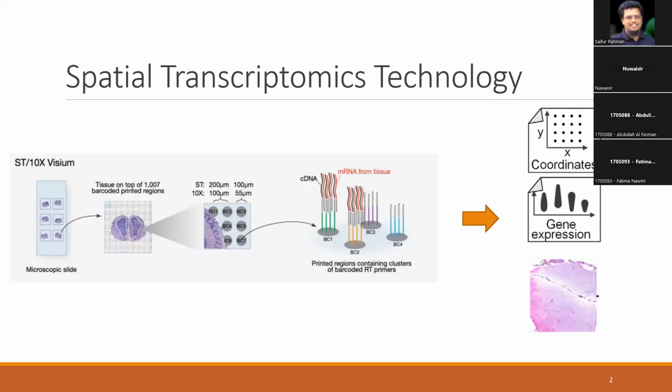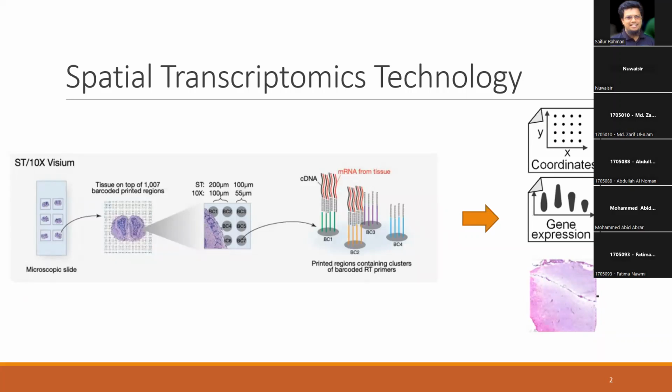There are a lot of spatial transcriptomics technologies, but among them, the famous one is the Visium technology by 10x Genomics. In this technology, in each Visium slide, there are 6 capture areas. In each capture area, there are 5,000 barcoded spots. From those spots, we get gene expression from all the genes expressed in that spot.